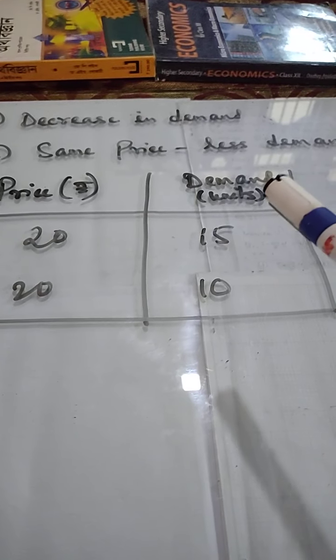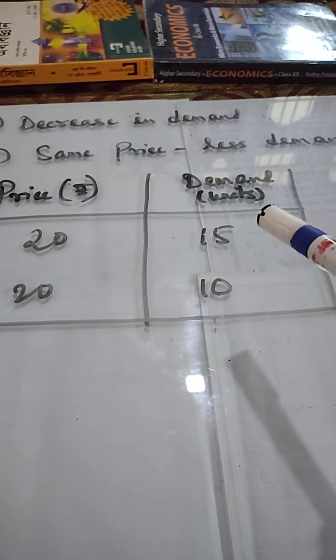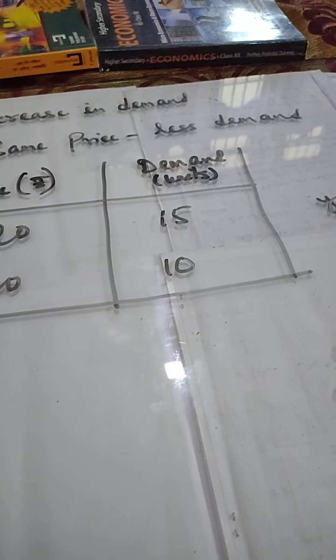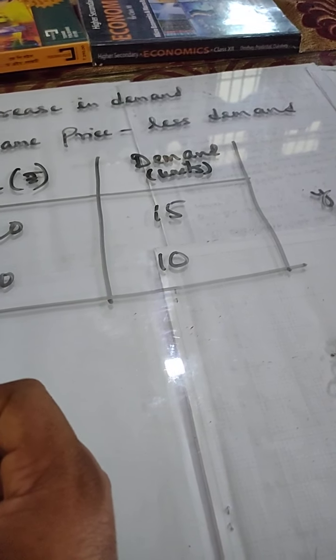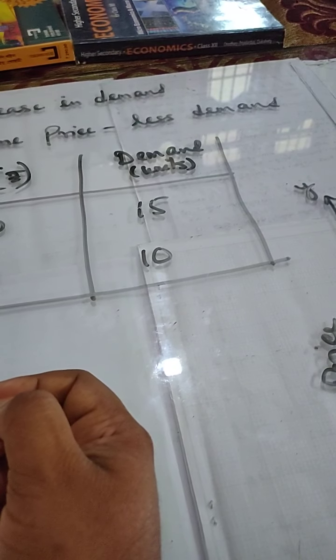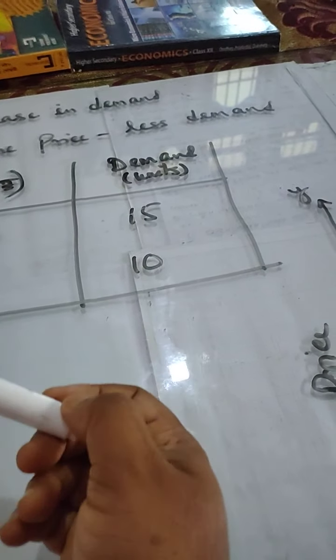Now this situation arises due to what? Fall in the number of consumers, that I have already told you. Then a fall in the price of substitute goods, then a rise in the price of complementary goods, that is, a change in the consumer's taste in favor of other commodities, or a fall in the number of consumers.